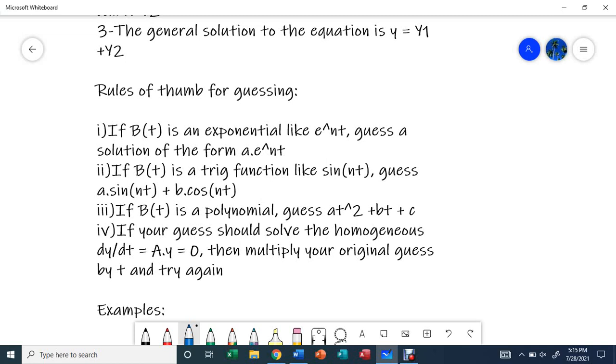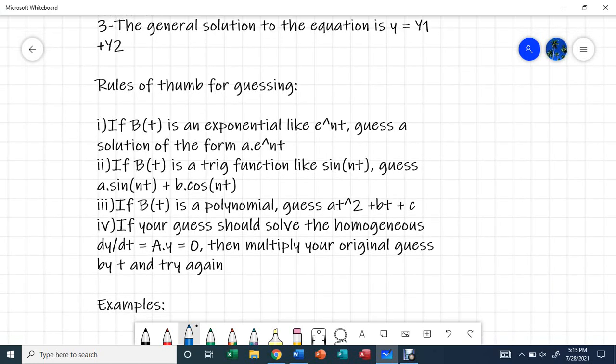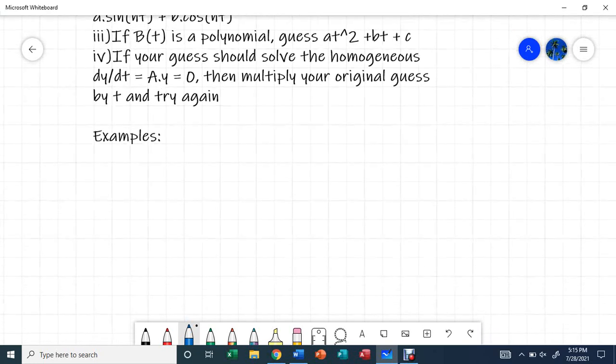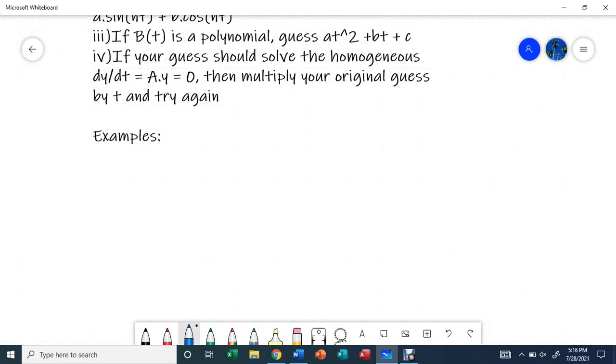So let's do a few examples here to better understand these steps and this guessing method. Example number 1, let's solve the equation dy over dt equals 3y minus e to the 4t.